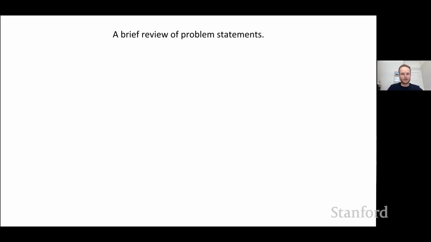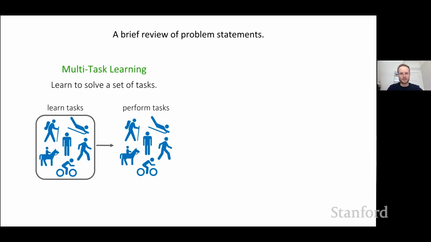All right. So let's do a brief overview of the problem statements that we discussed so far. We talked about multitask learning, where we try to learn to solve a set of tasks. In that case, we had some kind of tasks that we had to learn that were given to us up front. And then we were evaluated based on the exact same tasks. So we are not really testing the generalizations to unseen tasks, but we train on a set of tasks and then we evaluate on the exact same set of tasks.